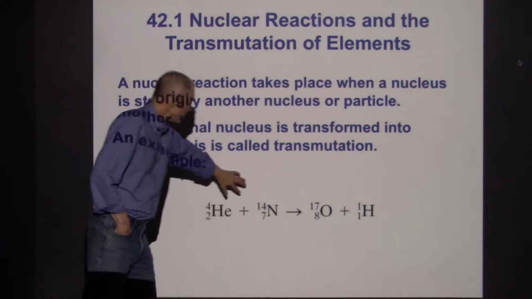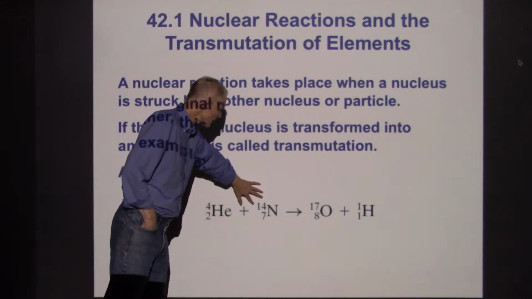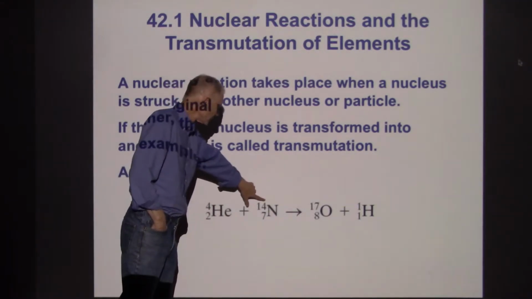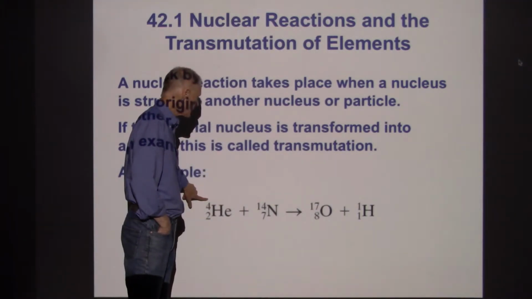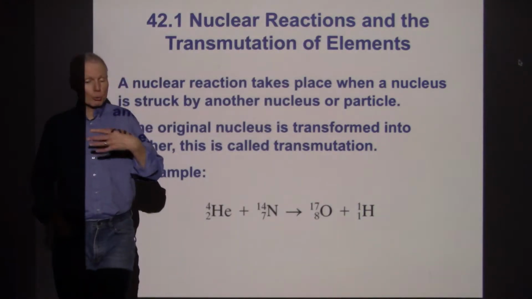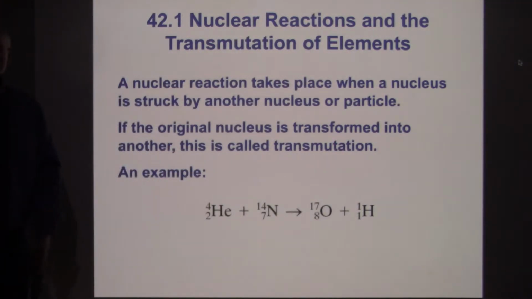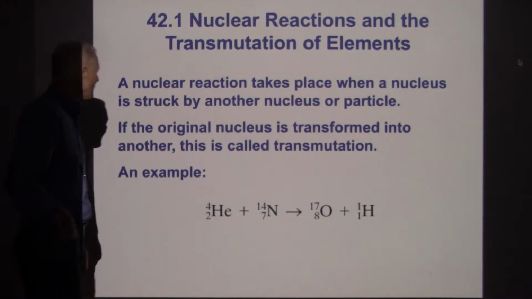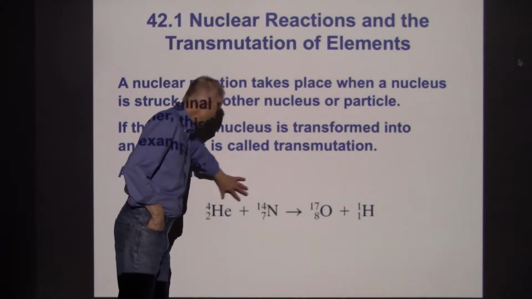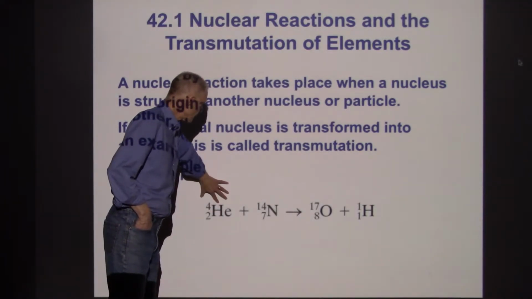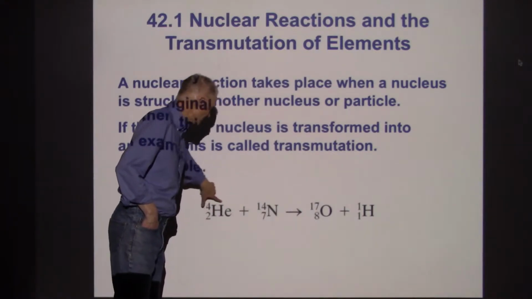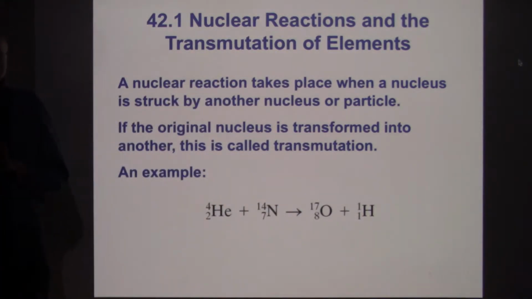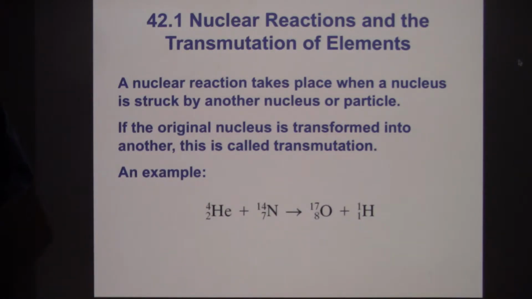So for example, there's an example of a nuclear reaction right here. It says what we're going to do is we're going to take some nitrogen-14 nuclei and some helium-4 nuclei, and we're going to run a reaction with them. Now, this is not like a chemical reaction, right? In order for a nuclear reaction to occur, either the helium-4 or the nitrogen-14 or both of these nuclei need to be moving really fast.